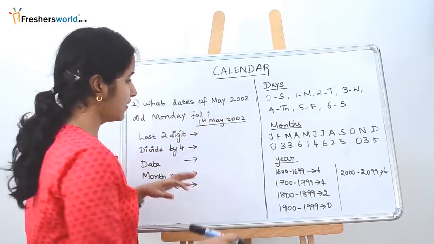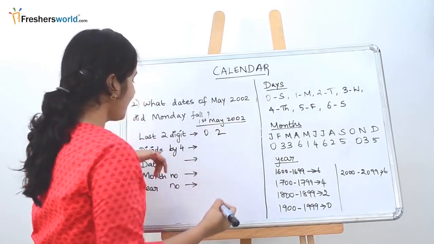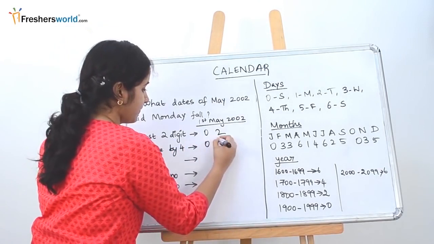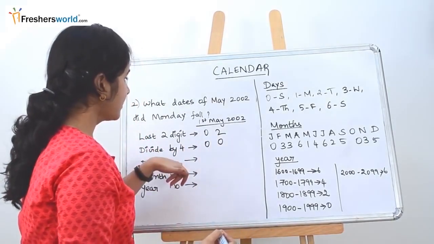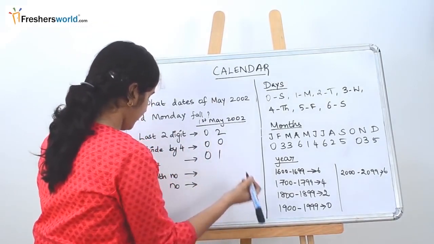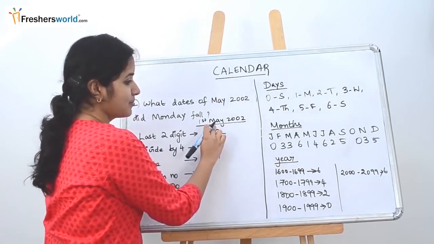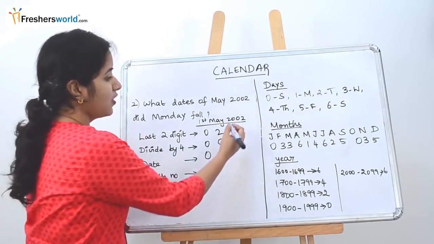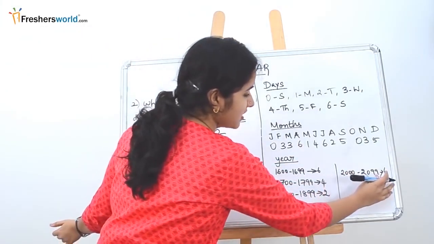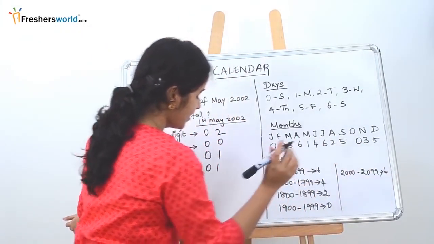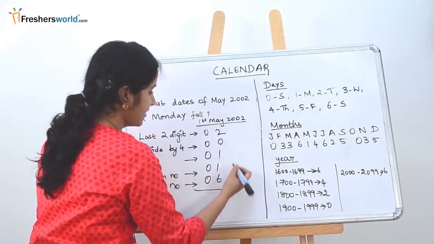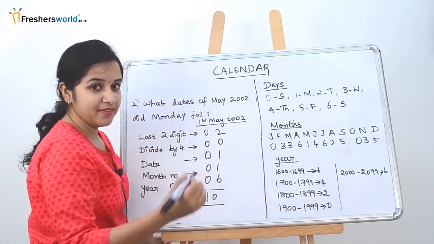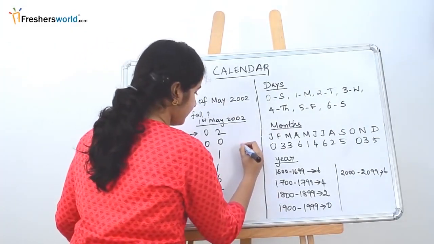Take the last 2 digits of the year, 02. Divided by 4, obviously the quotient is going to be 0. Next is the date. The date is 1st, 01. Next is the month number. It's May, and May corresponds to 1. So you write 1. Year number: 2002 falls under 2000 to 2099, so the number corresponding to it is 6. So 2 plus 3, 4, 10. Similarly, we have to divide it by 7.